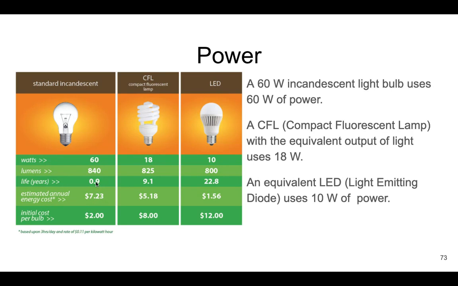The other thing is these guys don't last very long. A typical light bulb will last for about a year, and then you have to replace it. So even though it's cheaper to buy it once, it's more expensive to actually use it, and you're going to have to keep replacing it. So it ends up being more expensive in the long run.